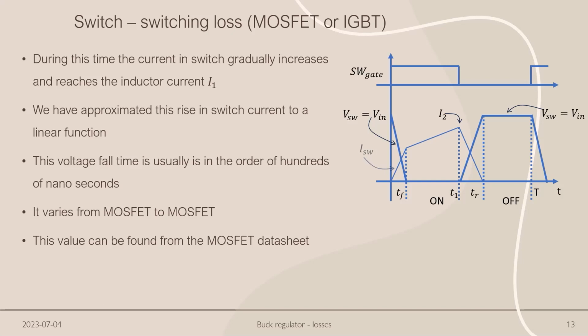We have approximated this voltage fall as a linear function. When the switch is turned on, the current gradually rises. It reaches the inductor current I1. Let us approximate this current as a linear function. During this time, the switch voltage falls from Vin to 0 volt. This time duration is in terms of nanoseconds. However, it varies from MOSFET to MOSFET. This rise and fall time can be obtained from the datasheet of the MOSFET used in buck regulator construction.